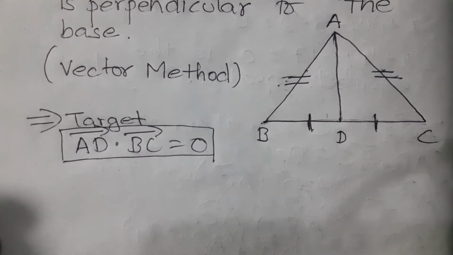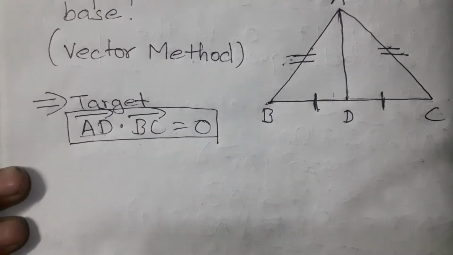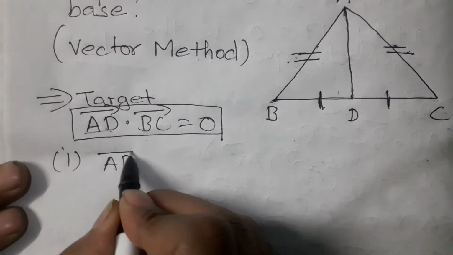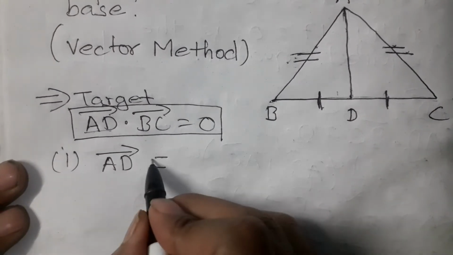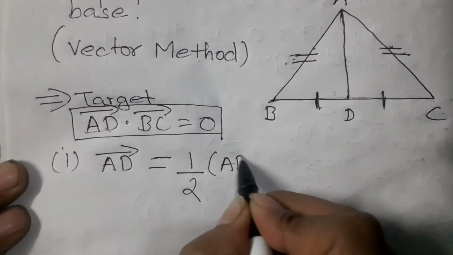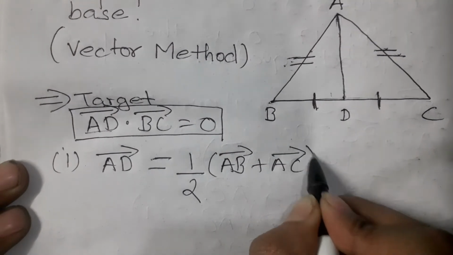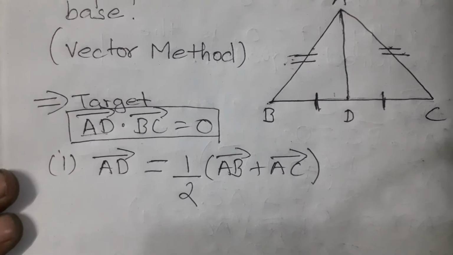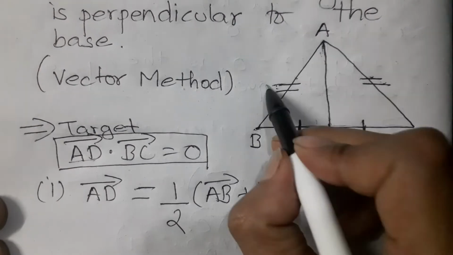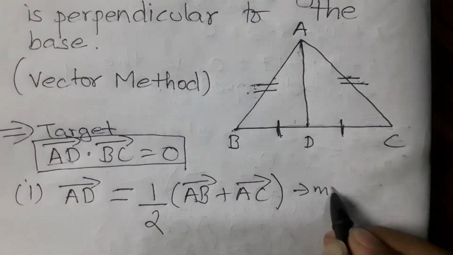Now first I'm going to write what AD vector is and what BC vector is. First, the very basic important thing: AD vector is 1 by 2 of (AB vector plus AC vector). I'll write it directly first and then explain. If you have understood the midpoint theorem, then according to the midpoint theorem, AD is the midpoint of AB vector plus AC vector. Because of the midpoint theorem we can write this.